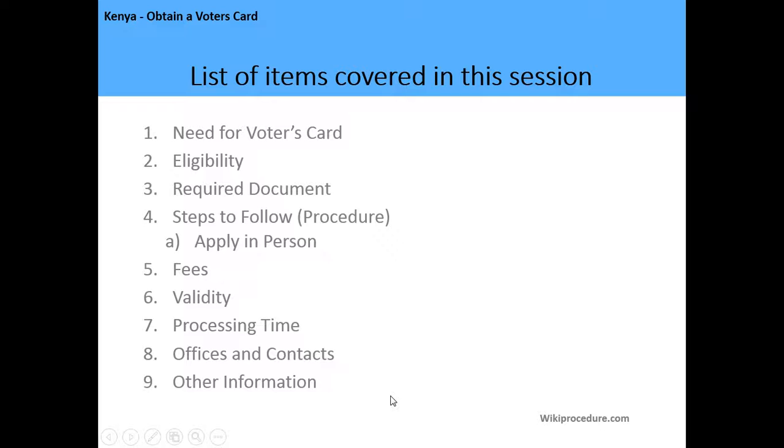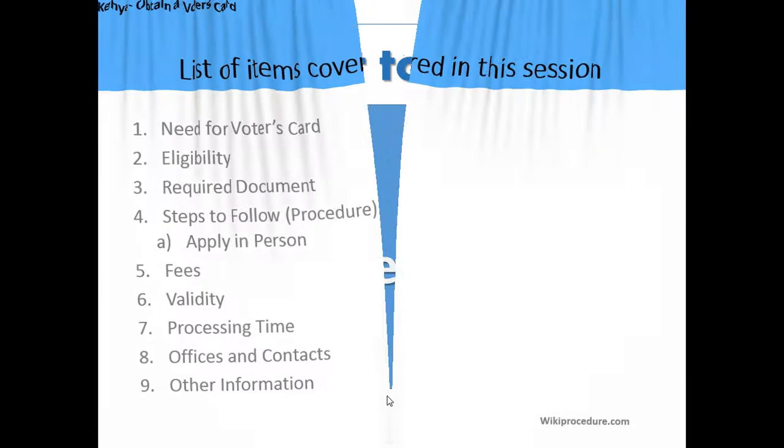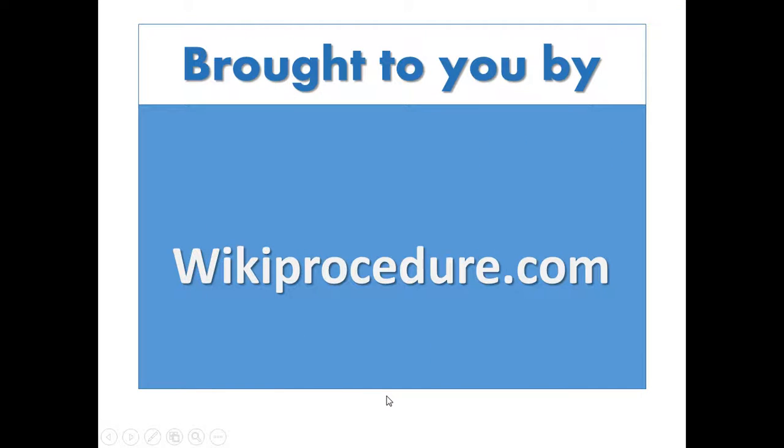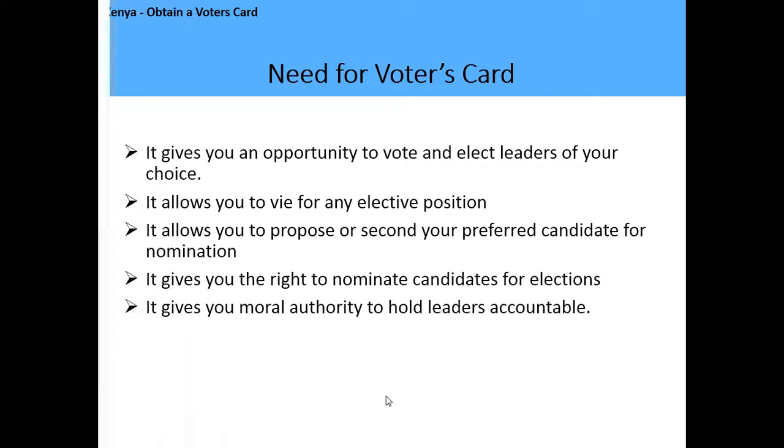The list of items which we are going to cover in this session include the need for a voter's card, the eligibility, the required documents, steps to follow in making the applications, the fees, validity period, processing time, office and contact information, and any other information that we may find relevant on how to make this application to obtain a voter's card in Kenya. So welcome to our presentation today, which is brought to you by wikiprocedure.com.